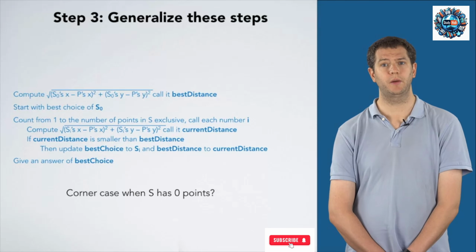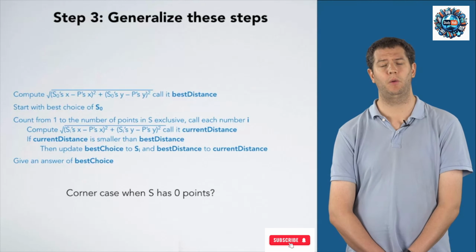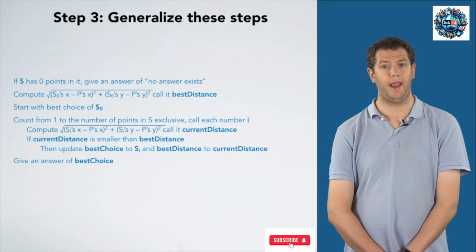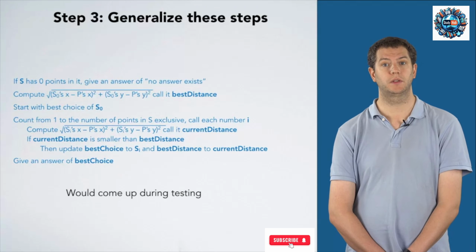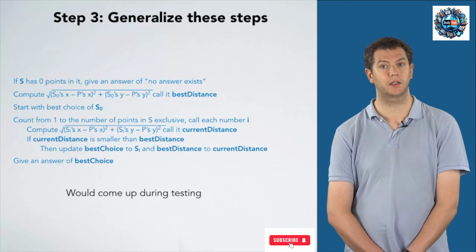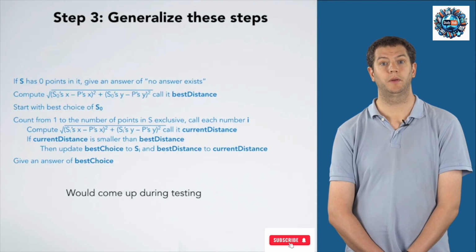The only other thing we need to do is consider a corner case. What if S has 0 points in it? In that case, we give an answer of no answer exists. This corner case was not revealed by the example we just worked, but it would have come up through testing. Working an example with 0 points, we would have had a problem during the first step of our computation. So we report no answer exists and skip all of these other steps.